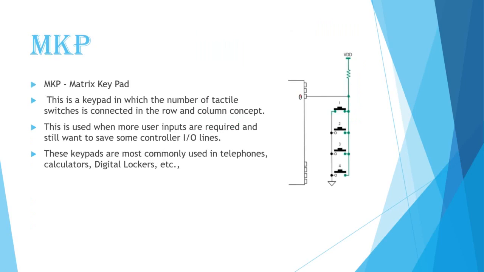MKP, which is matrix keypad. This is a keypad in which a number of tactile switches are connected in the row and column concept. This is used when more user inputs are required and we still want to save some controller input-output lines. These keypads are most commonly used in telephones, calculators, and digital lockers.